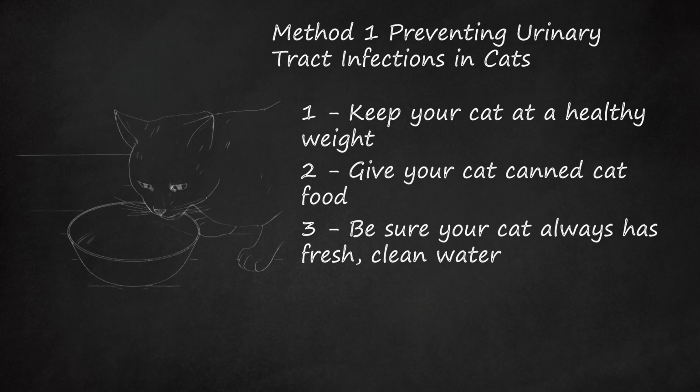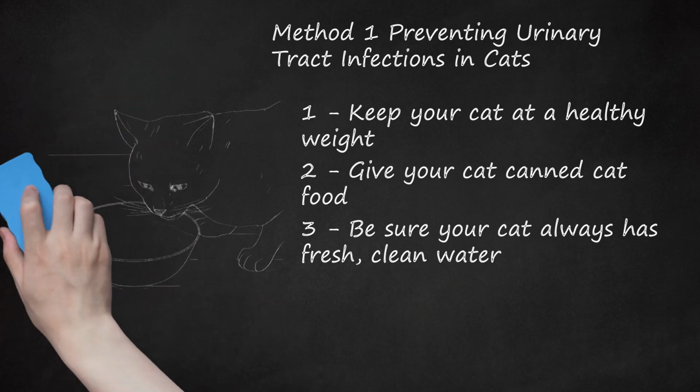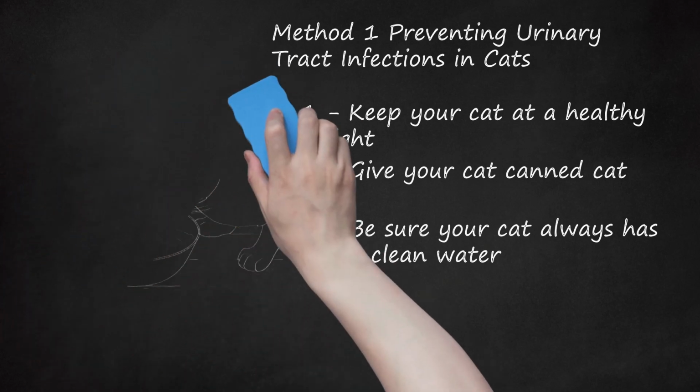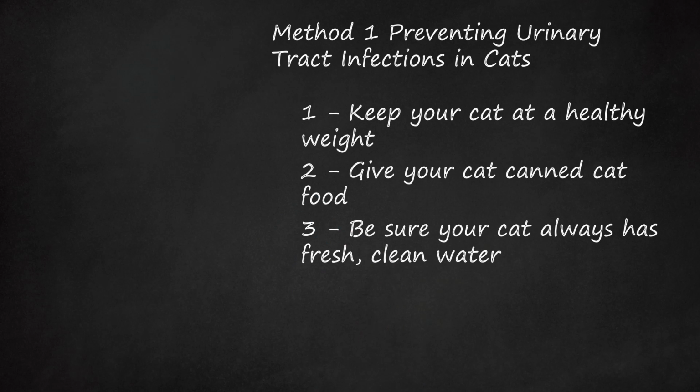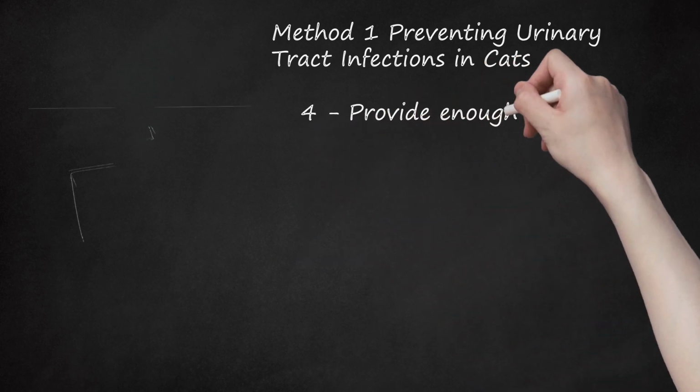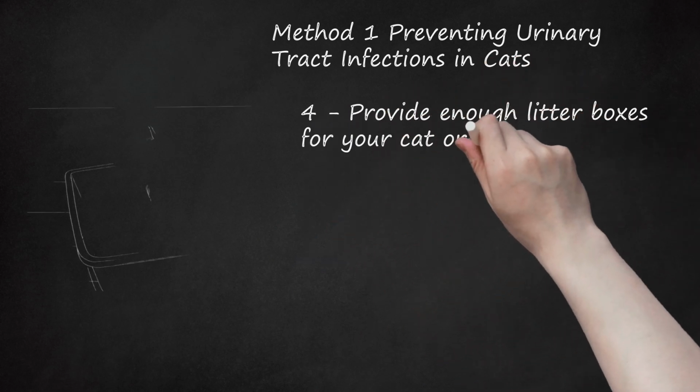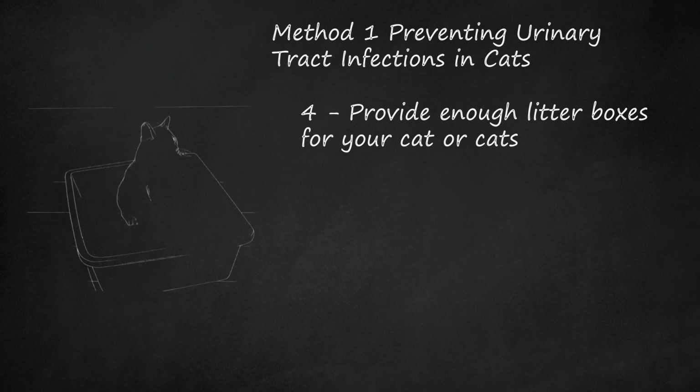If your cat uses a bowl, be sure to clean it regularly. Have multiple places for your cat to drink. If you have more than one cat, sometimes dominance over certain food and water dishes is an issue. 4. Provide enough litter boxes for your cat or cats. The rule is to have one more litter box than the number of cats in your home when practical. So if you have 2 cats, you should have 3 litter boxes.